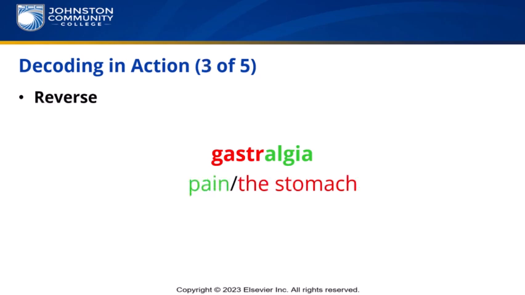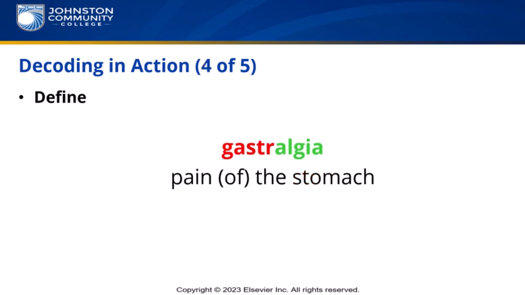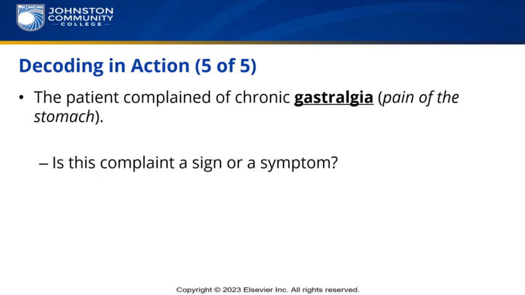Our next step is to reverse them. Put that suffix first, that suffix meaning first. So we have pain and then the stomach. Our final step is to define it. So this is where we get to kind of fill in the blanks so that all flows well. So we have gastralgia, which means pain of the stomach. Excellent. You've translated your first term.